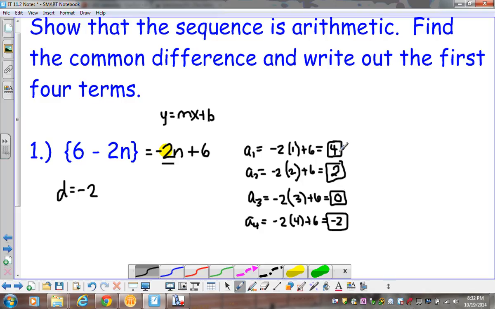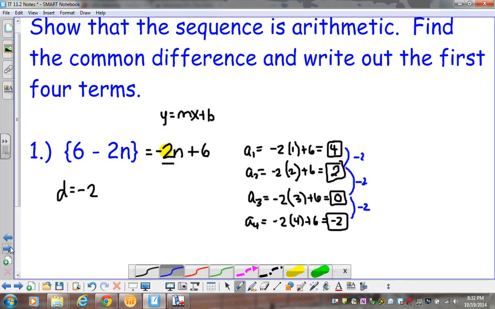So if you notice, my common difference was negative 2. To go from 4 to 2, I subtracted 2. To go from 2 to 0, I subtracted 2. To go from 0 to negative 2, I subtracted 2. So that's showing you that my common difference is, in fact, negative 2, which again is that piece right there in front. Now, with an arithmetic sequence, again, it has a linear function.